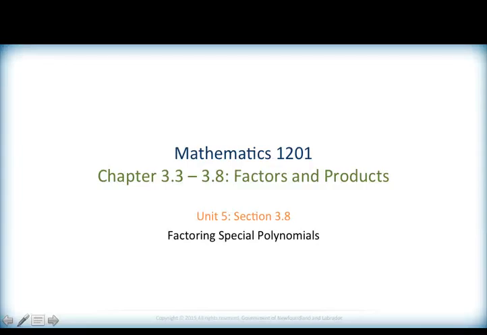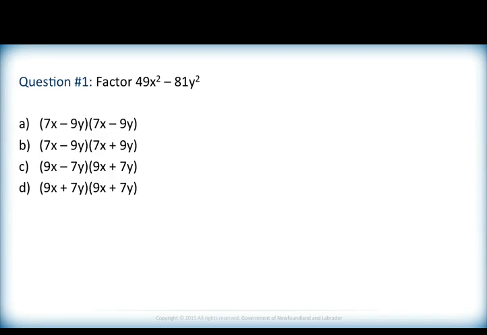In this lesson, we will cover questions from section 3.8, Factoring Special Polynomials. Question 1. Factor 49x squared, subtract 81y squared.